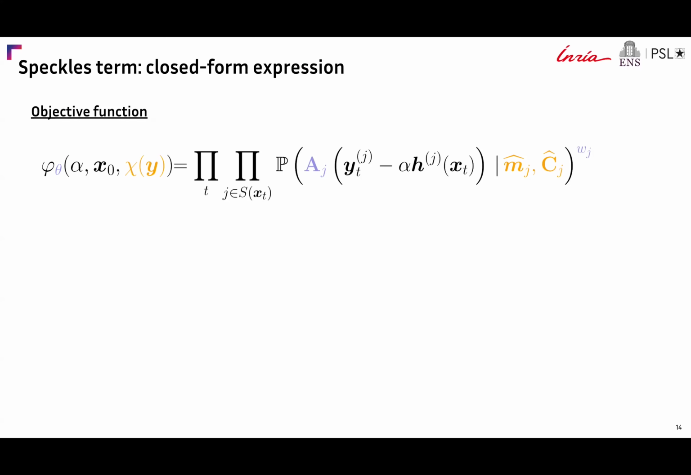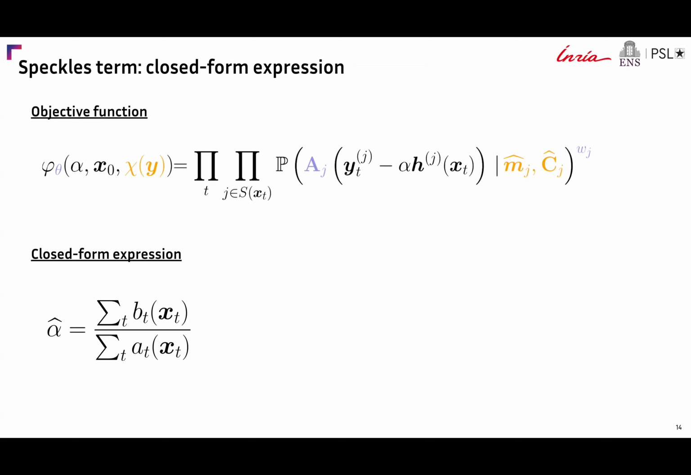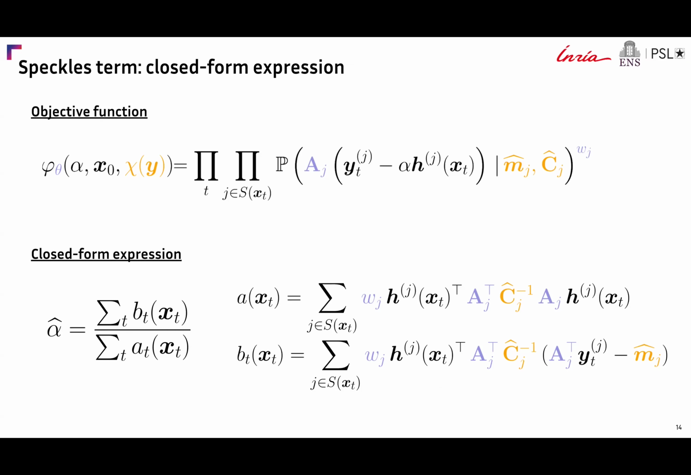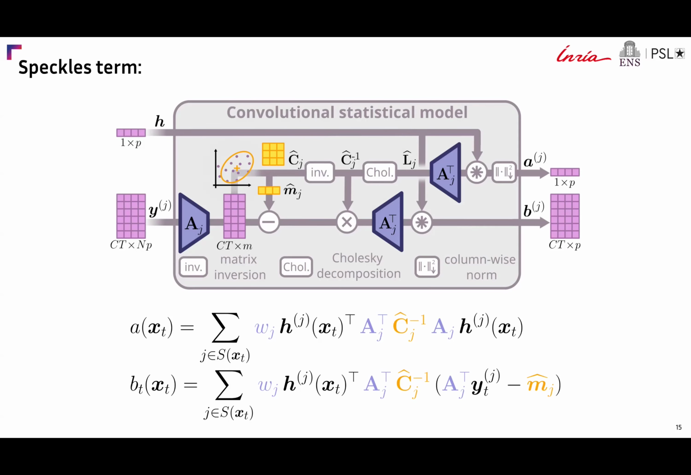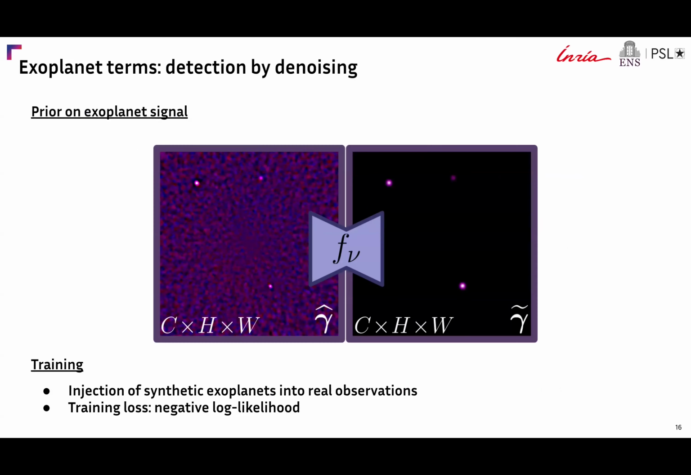Assuming Gaussianity, the speckle likelihood term in our optimization problem becomes a product of distributions weighted by learnable parameters omega. Crucially, this likelihood admits a closed-form solution, which can be expressed as a ratio of two sums. Each term of this sum is composed of a series of operations depending on learnable and estimated parameters. These sequences define learnable modules, which can be naturally integrated into a neural network architecture. As for the exoplanet signal prior, we use a U-Net to denoise the initial flux estimation provided by the speckle module, learning a representation of the planetary signal distinct from the background noise.